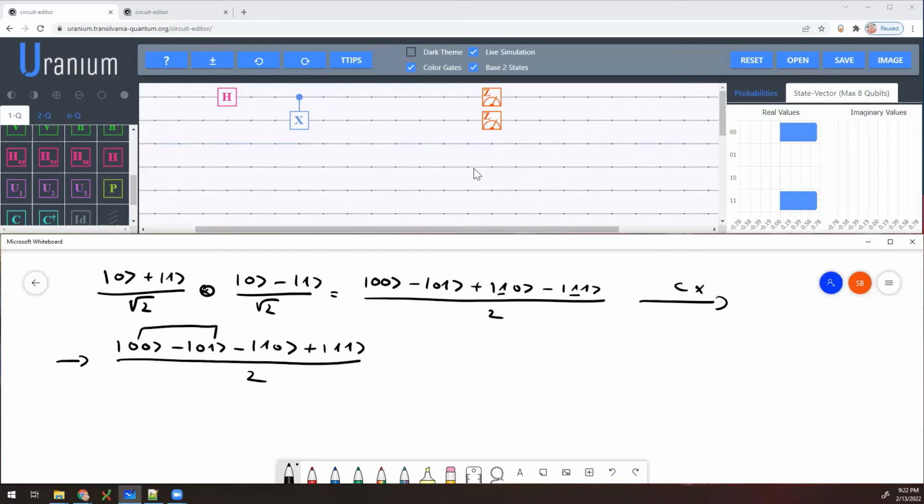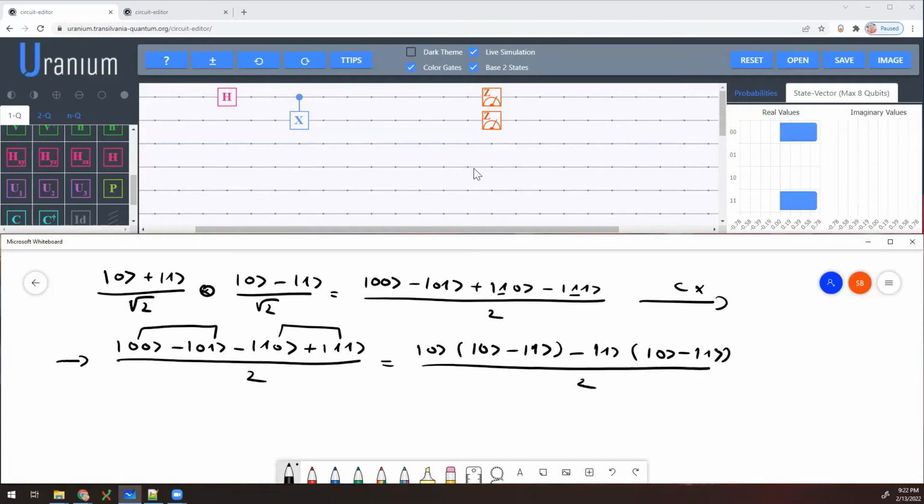Now we can factor out to the left a |0⟩, and here a minus |1⟩ also to the left. So this is going to be |0⟩(|0⟩ minus |1⟩) and minus |1⟩(|0⟩ minus |1⟩) over 2. Now we can factor out the parentheses to the right, and this will be (|0⟩ minus |1⟩) over square root of 2, and (|0⟩ minus |1⟩) over square root of 2.